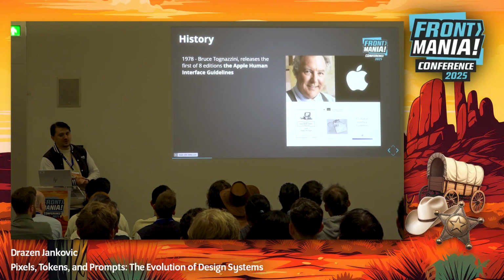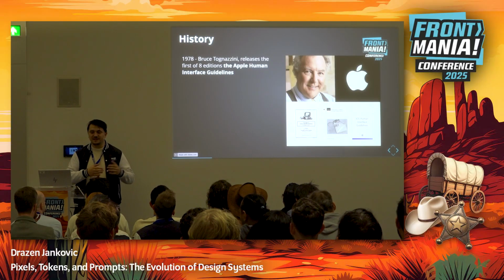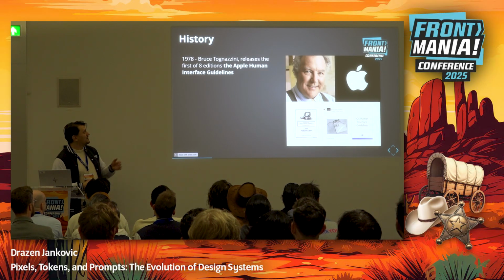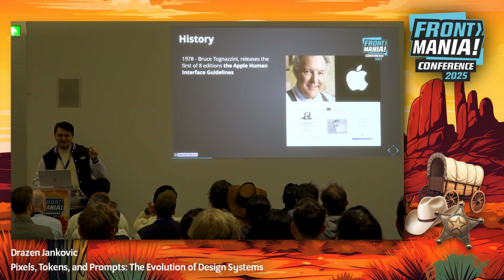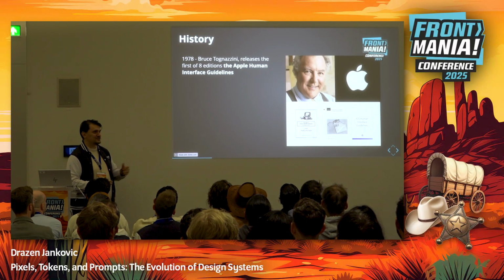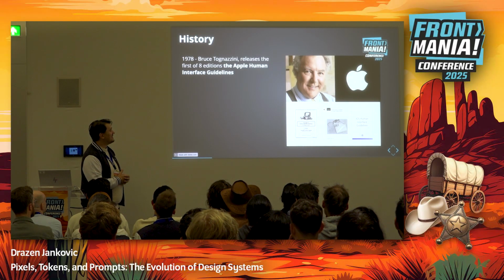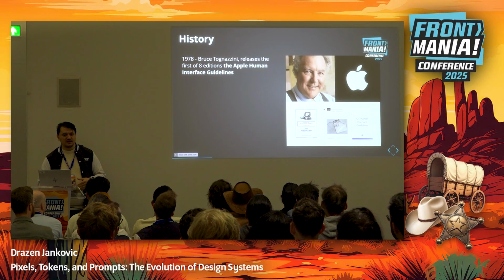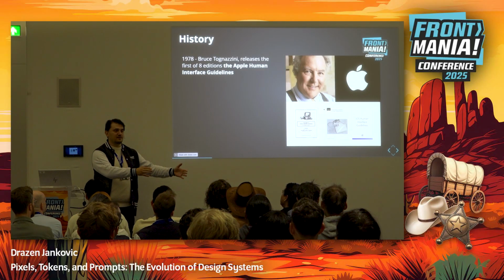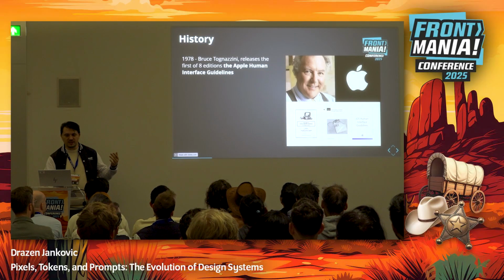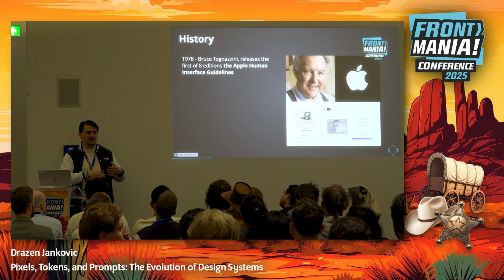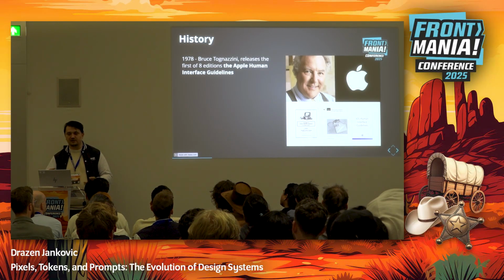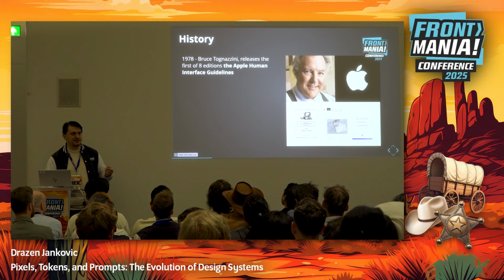If we fast forward to 1978, when it started, and 1987, when it finished, so it took him almost 9 years. Bruce, and his last name is annoying to pronounce, Tognazzini, or just Tog as he likes to refer to himself, started releasing the first of 8 editions of the Apple Human Interface Guidelines. This is the first time we actually had a style guide combined with component guides, where not only did we have how the branding should look, but also how it should all behave. How should windows act? How should buttons act? So it was the first interaction guide that we got.